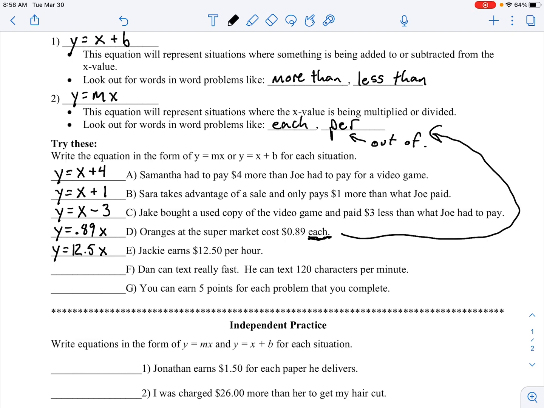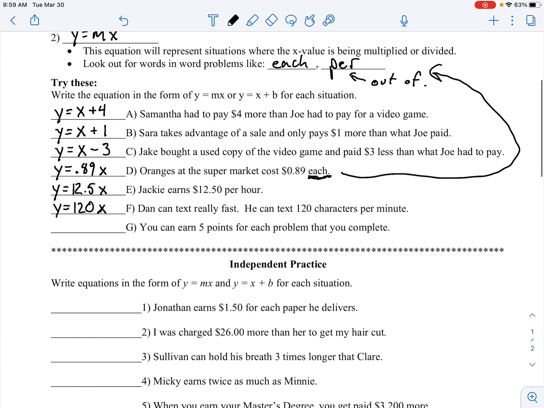Dan can text really fast. He can text 120 characters per minute, or 120 letters per minute. So go ahead and pause, give it a try, and then compare. So our total y will equal 120, which would be our m, or our slope in this case, characters per minute, so we are going to multiply that times the number of minutes that he is typing for. And we can figure out the total number of characters that he could type in that amount of time.